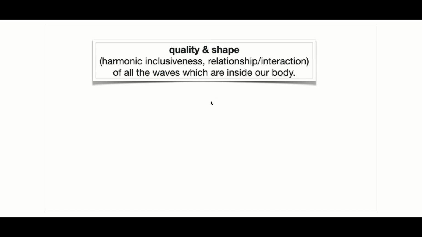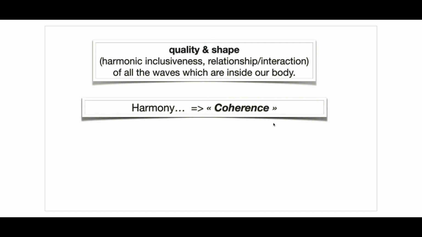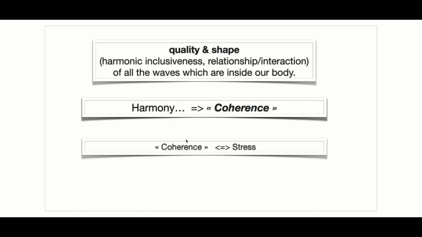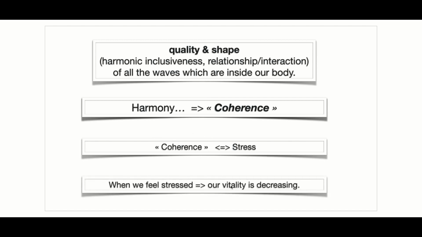Now about quality and shape. If we want to see the quality and the shape, we are looking for some kind of harmony inside. And this harmony will lead us to the word coherence, which was defined by Dan. And this coherence, I will show you, and Dan explained it also a lot this morning, is also related to stress. If you don't have coherence, you don't have vitality, and you're going to be stressed.